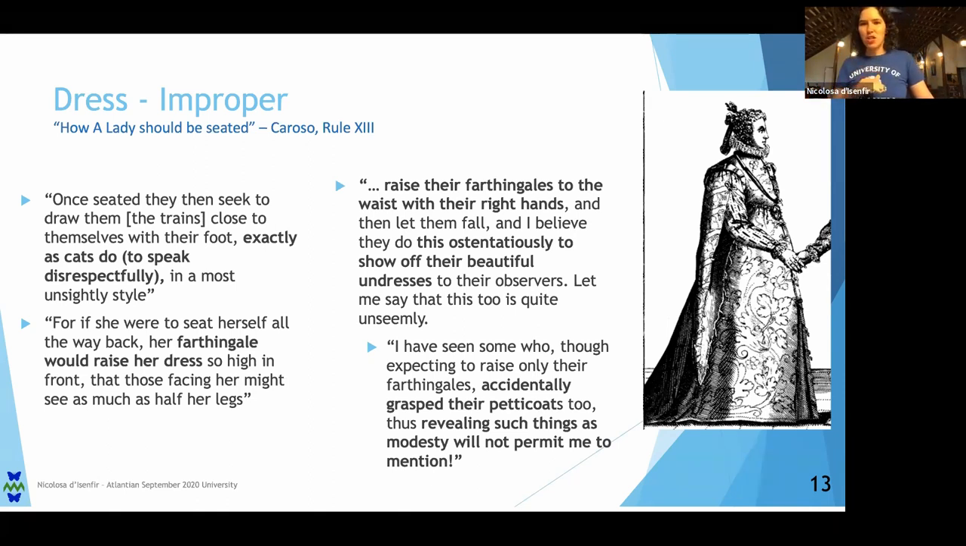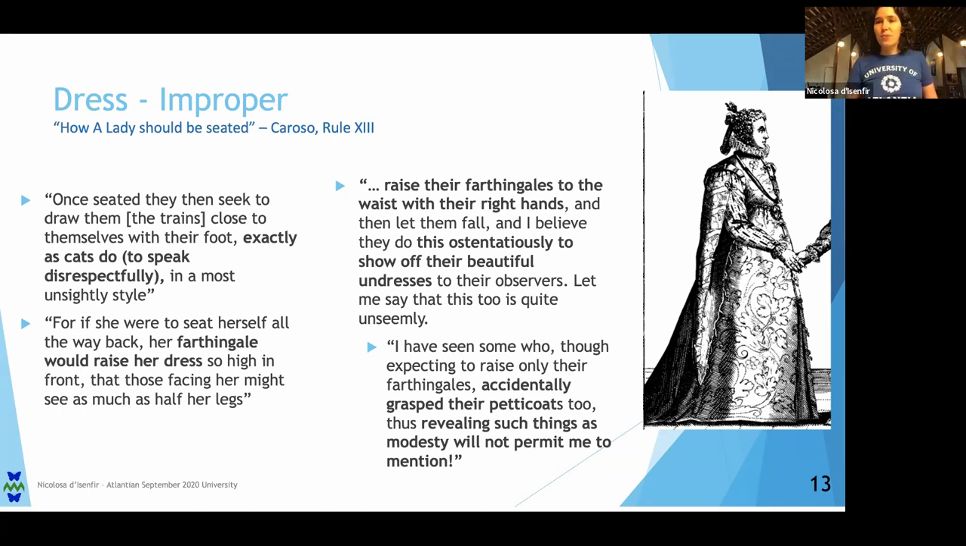I'm not entirely sure what he's talking about here, how the cat is moving its foot that is so disrespectful to how they're drawing the train in. I'm imagining it's sweeping around, but I have not seen a cat do that. Also proving cats have been misbehaving for 400 years as well.